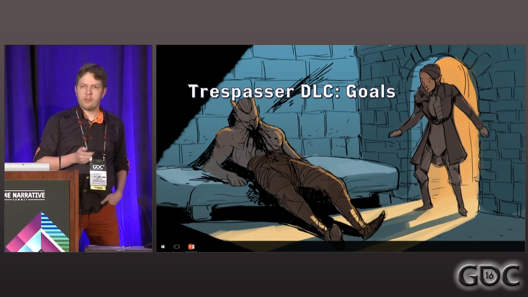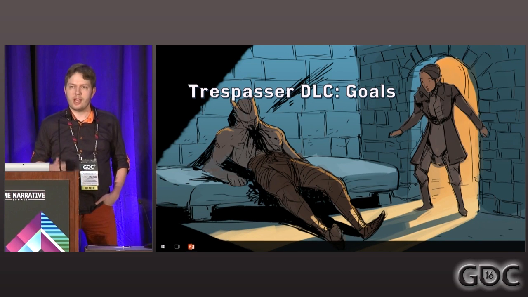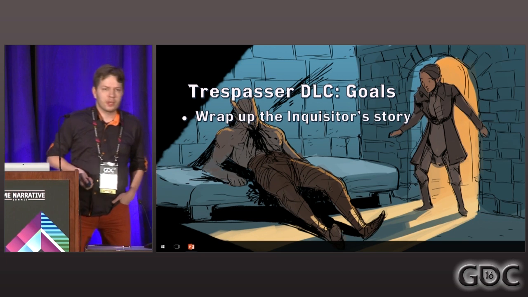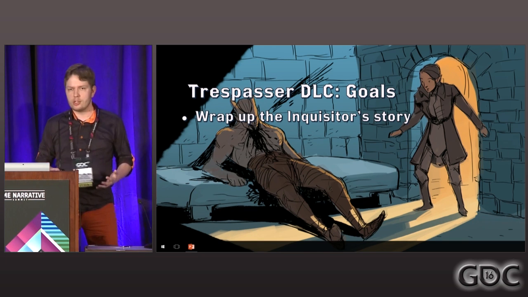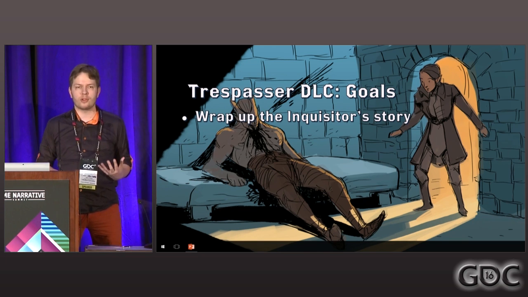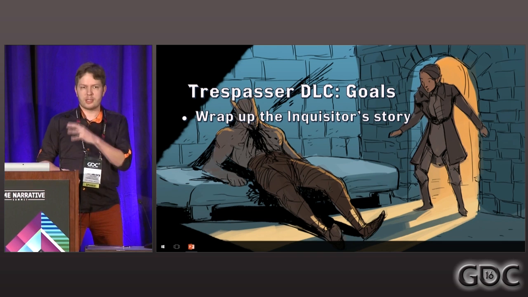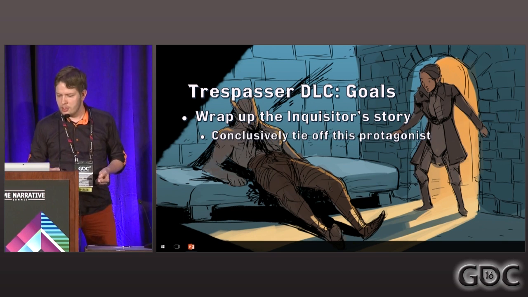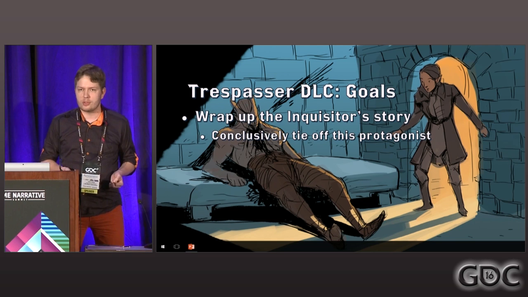So we had that as our baseline going into Trespasser, which means we had a very specific set of goals for Trespasser. We needed to wrap up the Inquisitor's story, and as Patrick mentioned, you had the mark on your hand. That made you the Inquisitor. We needed to remove that. We needed to take away the thing that made you this figurehead in the world. So conclusively tie off that protagonist story.